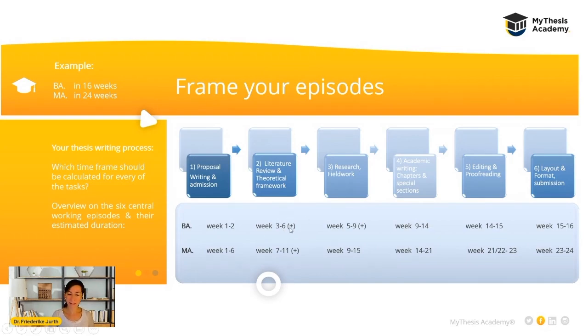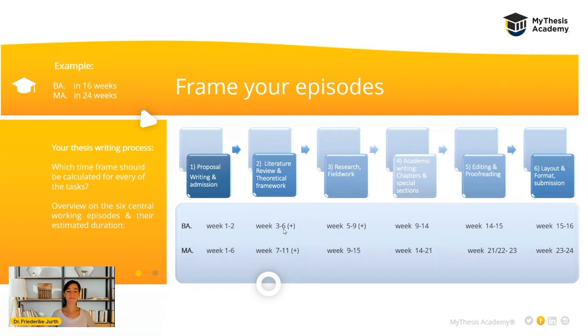Why did I put the plus here? Because the reading that you will do will not end after the 6th week. It can continue, but the main task will change. From the 5th to the 9th week, the main focus will be the fieldwork and the research. But you also have a kind of overlapping between the different episodes. Just the focus and the weight will change.